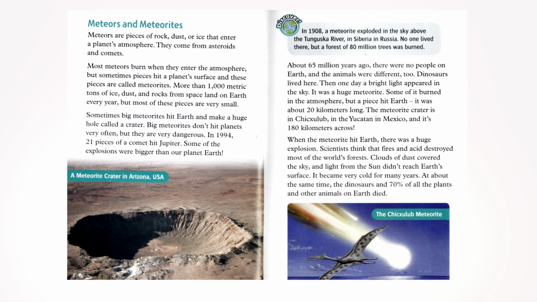In 1908, a meteorite exploded in the sky above the Tunguska River in Siberia in Russia. No one lived there, but a forest of 80 million trees was burned.